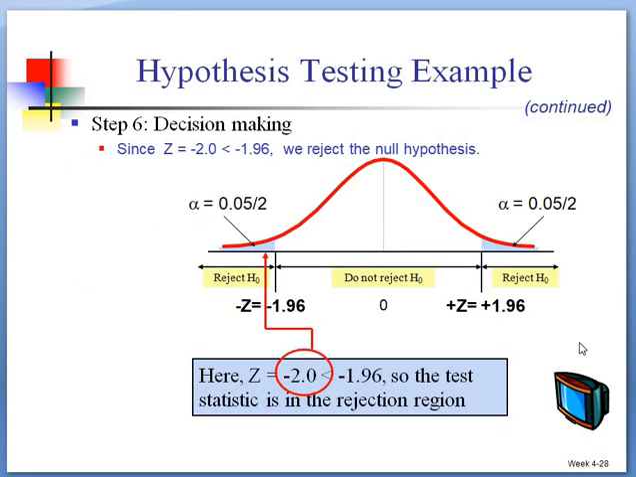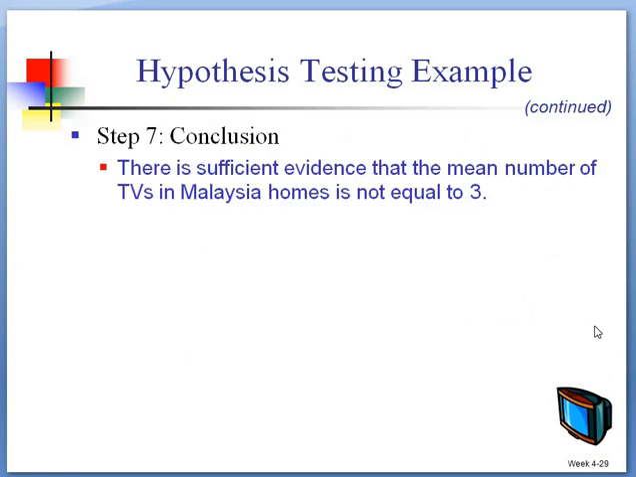Step 6, decision making. So negative 2.0 is less than negative 1.96. So that's in the rejection region. Step 7, conclusion. There is sufficient evidence that the mean number of TVs in Malaysian homes is not equal to 3. 1 mark.